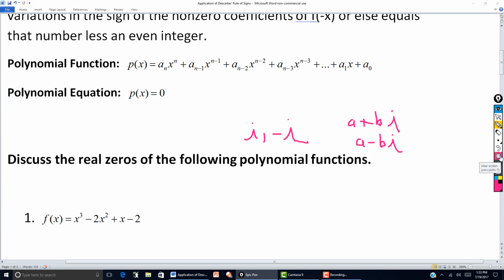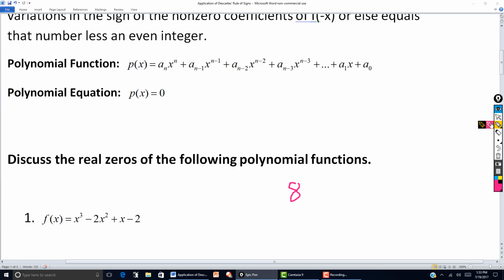As far as discussing the zeros, we expect at most 3 zeros, but it could be a combination of real and non-real. But in this case, we're looking in particular at what real zeros it has. What positive or negative real zeros does it have? So we count the variations in sign. Again, what the theorem is telling you is to count the variations. As an example, let's say we got 8 variations in sign, counting these signs from left to right.